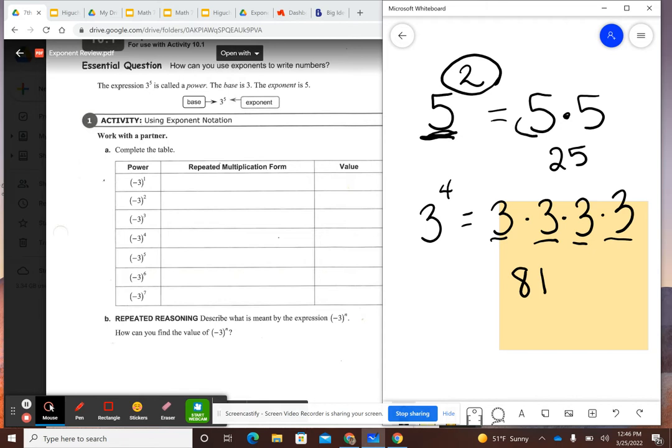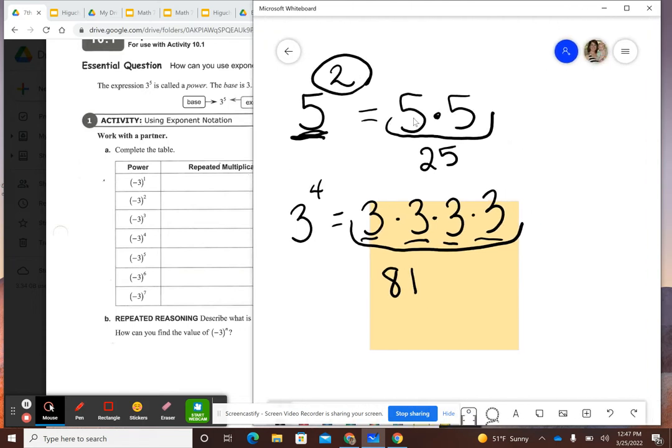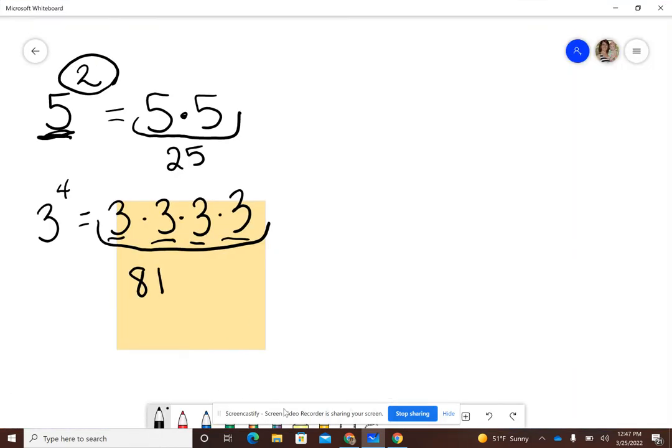And by the way, this 5 times 5 is called expanded notation or repeated multiplication form. So again, this 3 times 3 times 3 times 3 is also either expanded notation or repeated multiplication. So we're going to take a moment to fill out this table in which we have a power and we have an exponent. So let me erase this screen real quick and work on this together.